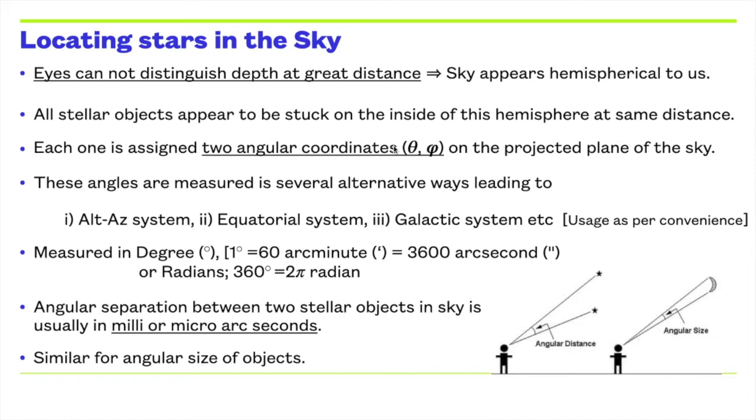There are quite a few different ways to assign these coordinate values, these angular coordinates. There is no point trying to describe them in terms of radius and two angles, because radius for different stars are at very different distance from us, but since human eye cannot distinguish a great depth, so all of these stars appear like they are at the same distance. So basically some kind of infinite radius hemisphere or some constant radius hemisphere. So we will talk about two angular coordinates. These angles are measured in several alternative ways.